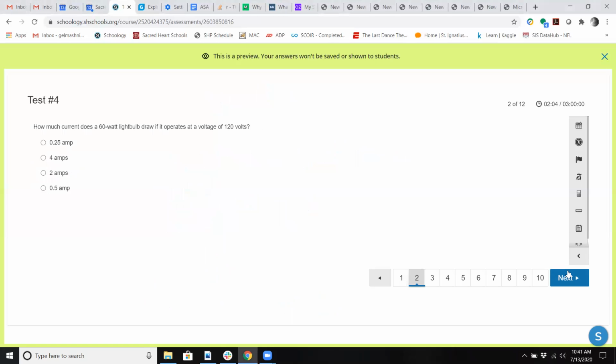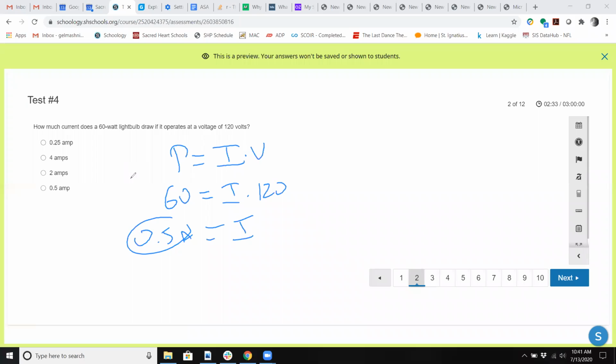Okay. How much current does a 6-watt light bulb draw if it operates at a voltage of 120? So P equals IV. Oh, and formulas. I will actually update the formula sheet and highlight the ones that will be relevant for the final exam. So make sure you guys have access to that. So I times 120, your I is 0.5 amps. Easy peasy. That's it right there. I'll keep moving.